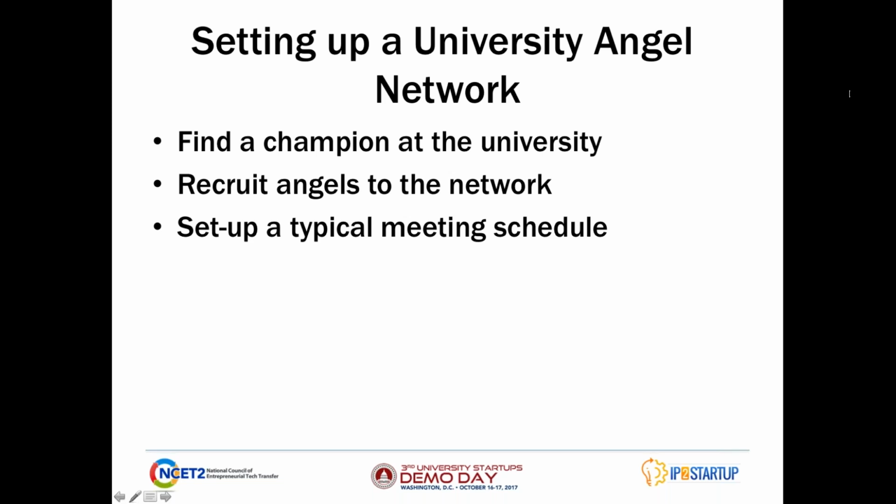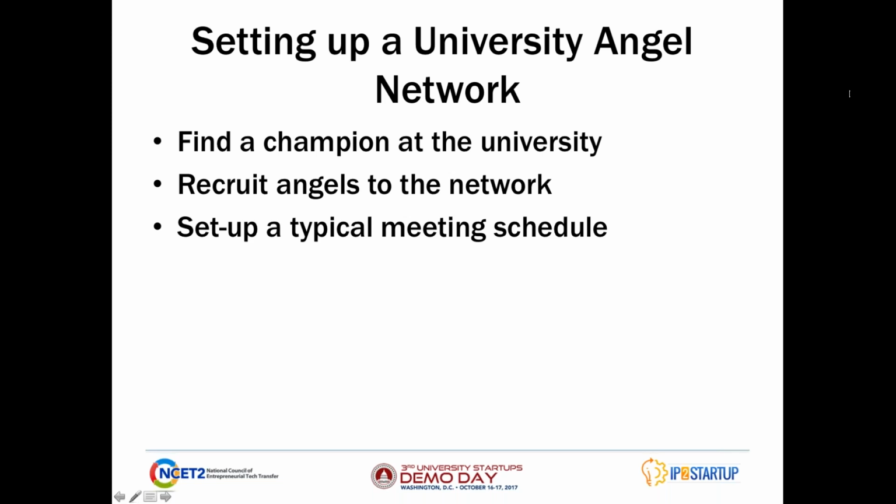And then three, you've got to set up your typical meeting schedule. Now this varies all over the place. Some angel groups meet for 3 hours in an afternoon. This means that most of those angel groups are probably not working individuals. They tend to use this as a social network as well, and they maybe meet 4 times a year.